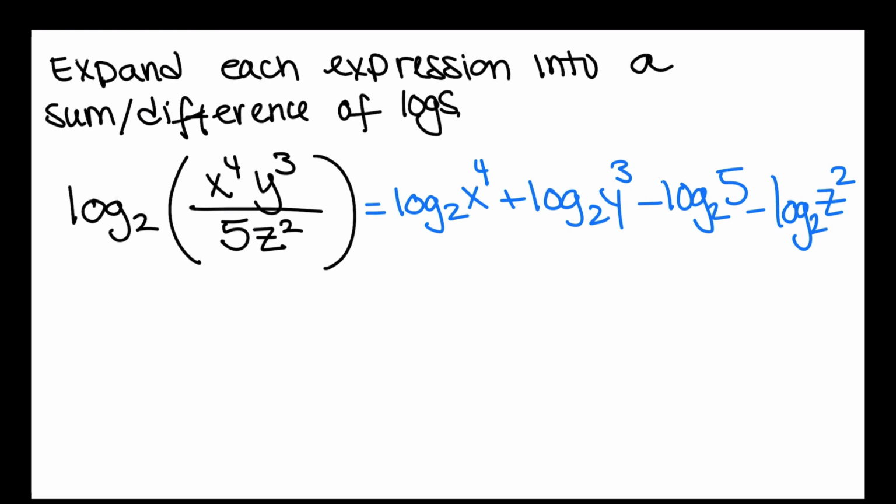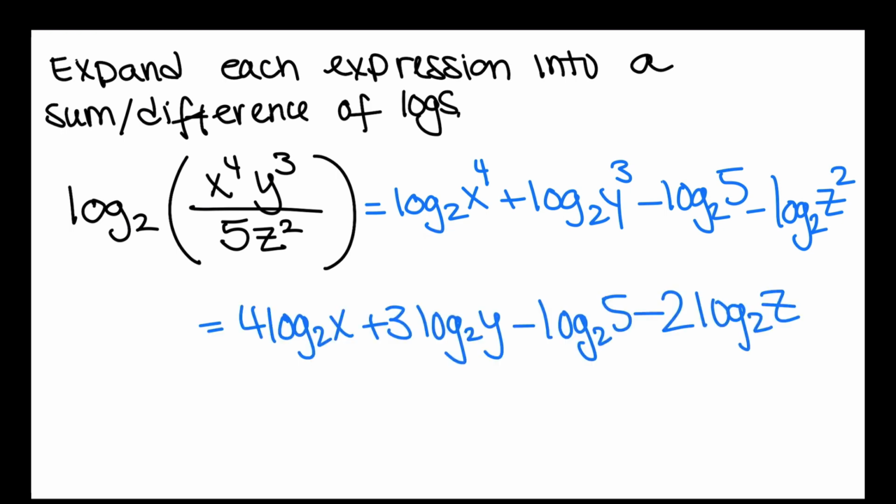The next step is when we have exponents, like log base 2 of x to the 4th, we can take that exponent, that 4, move it out front and rewrite it as a product. So now I've got 4 times log base 2 of x. I did the same thing with the 3, plus 3 log base 2 of y, minus log base 2 of 5, and then I took that squared, and that became a minus 2 times log base 2 of z.